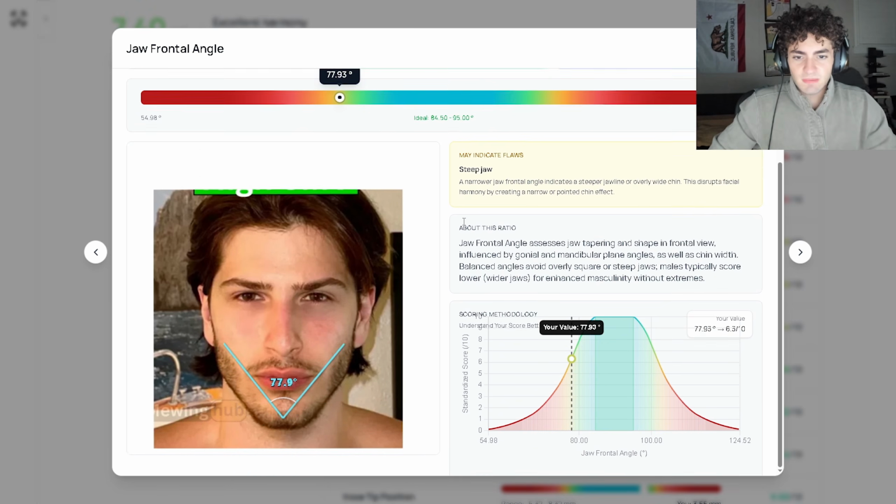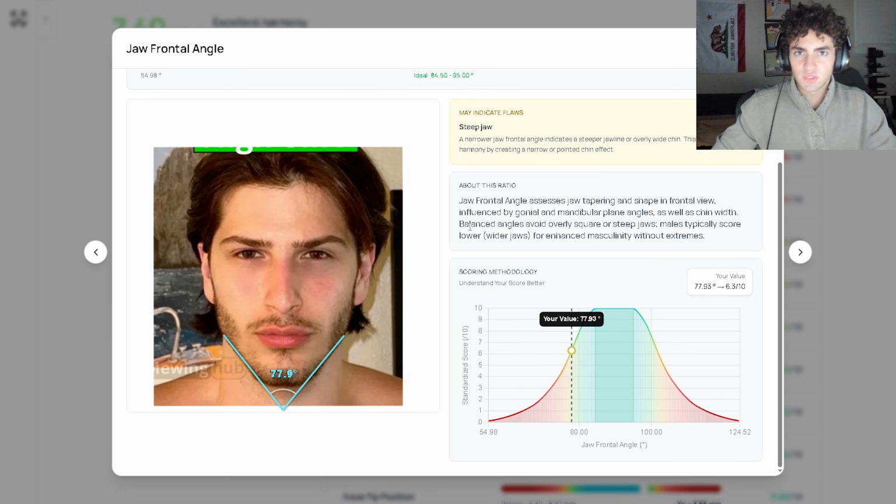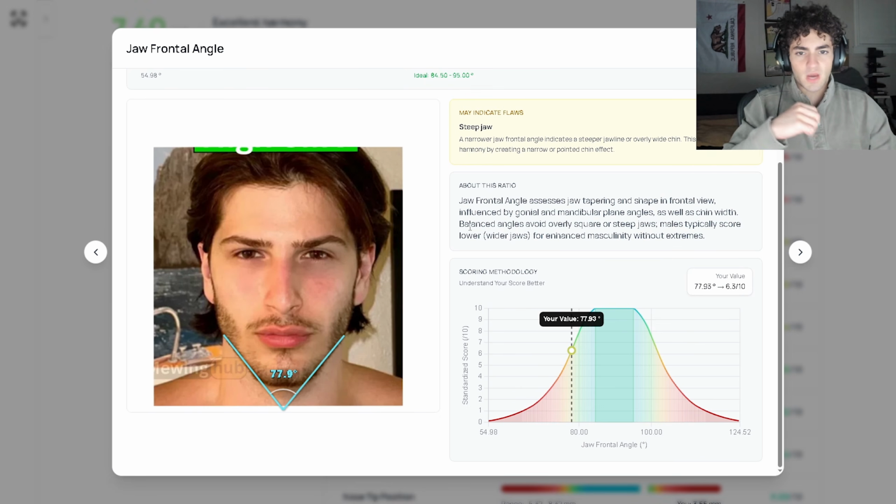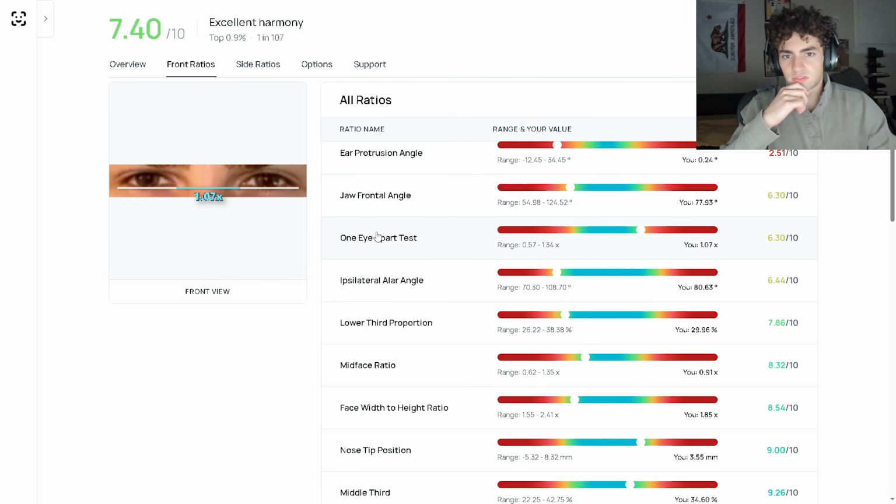So, his jaw frontal angle, about 78 degrees, is a bit too acute. You want it to be more obtuse, more open, so it's a bit flatter. This would make his skull look a bit wider, dominant, more dimorphic. So, yeah, that's his first flaw. Not too horrible, but it's not too good either.